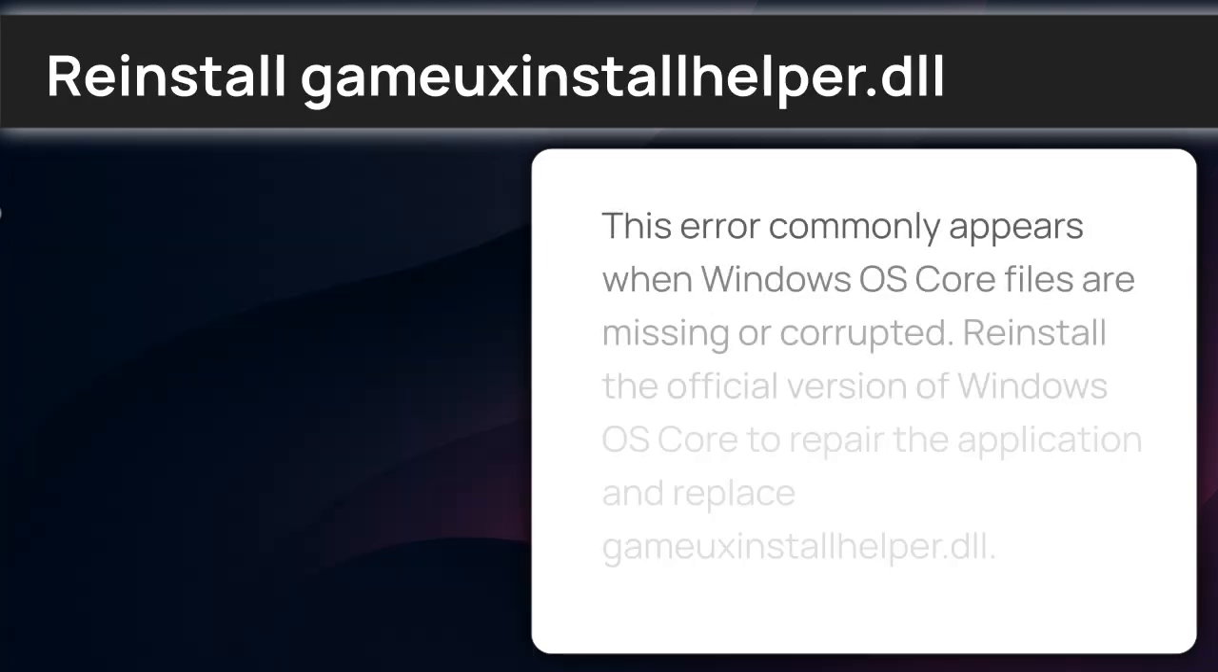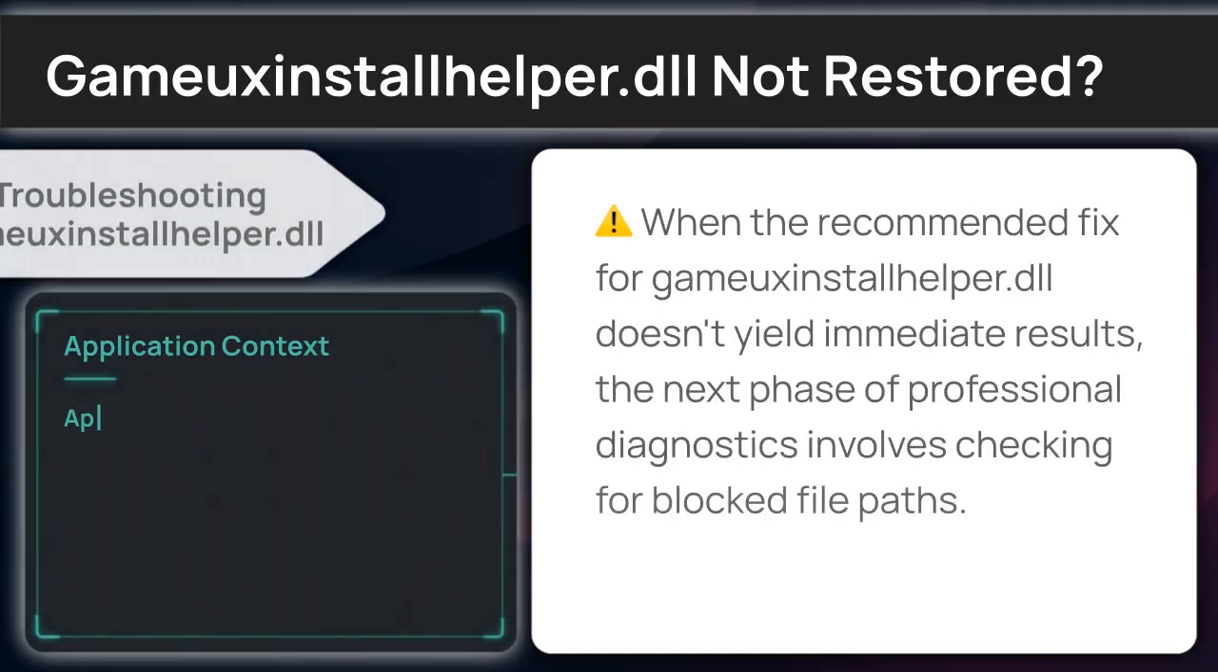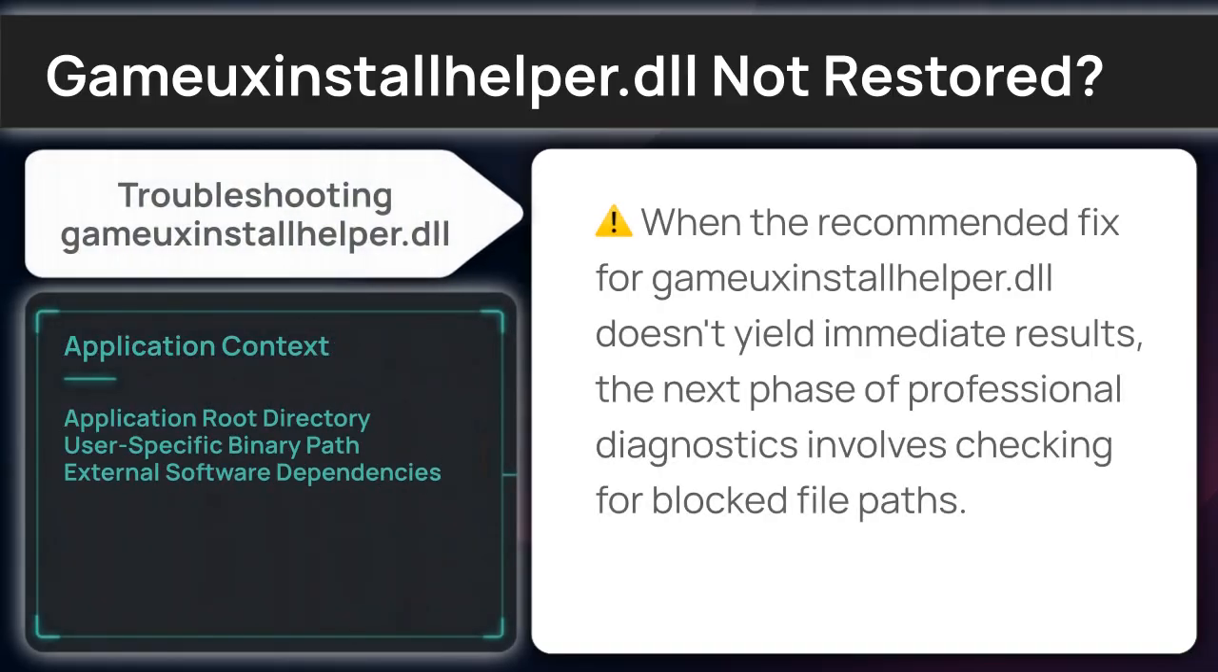Since the Gameuxinstallhelper.dll is a third-party application file associated with Windows OS Core, it isn't part of Windows. Performing a clean reinstall of the latest version of Windows OS Core will restore the correct version of this file to your local directory. If you're still seeing the missing file notification, we should attempt to force a synchronization between the software and the OS.